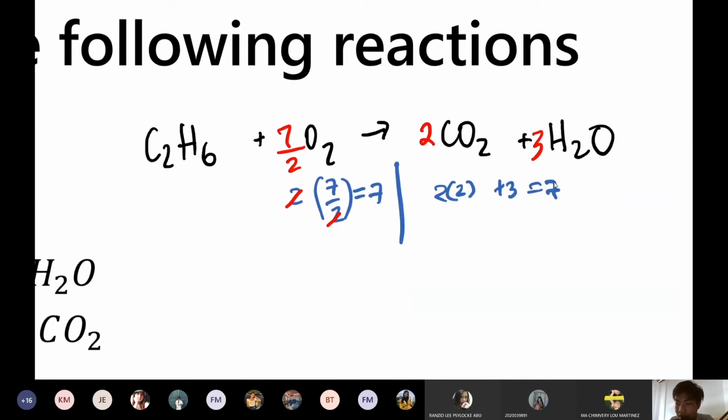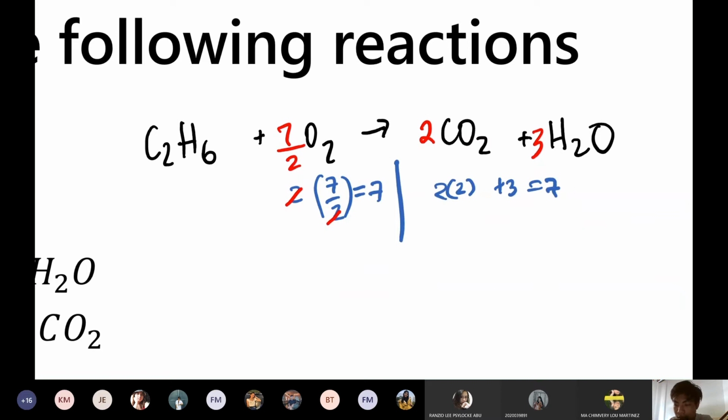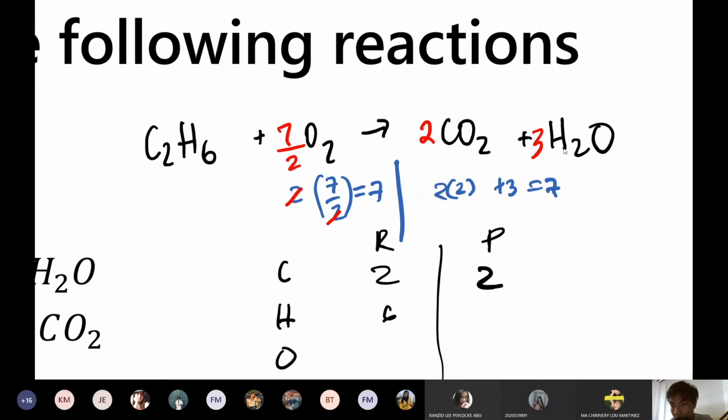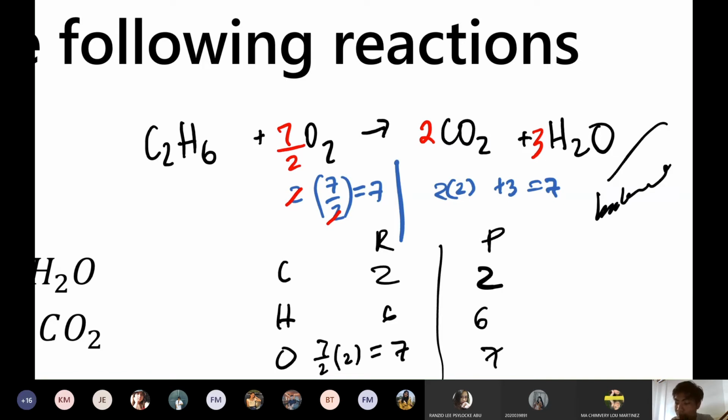So if you want to check, you can create a table. So create tayo ng table. Carbon, hydrogen, oxygen, reactant, product. Bilangin natin ha. So we have 2 carbons here, 2 carbons there. So balance yon. We have 6 hydrogens here, 3 times 2 hydrogens. So 6 then. Then lastly, oxygen. 7 halves times 2, 7. Then ilan dito? Yan, 2 times 2 plus 3, 7 din, di ba? Yan, so balance na yan. Okay, so that's balance already. Yan, tapos na yung problema.